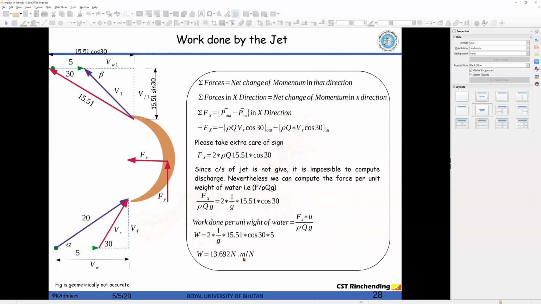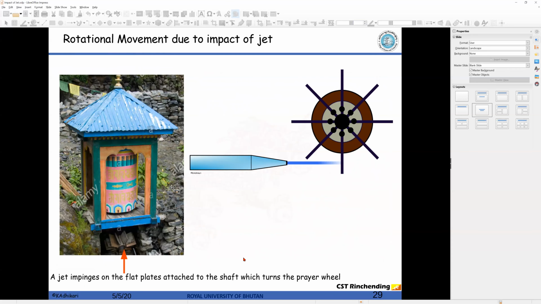Notice the unit is in meters. Okay, next thing is what we have already seen. I believe most of us have seen this, right? So let's try to analyze this.